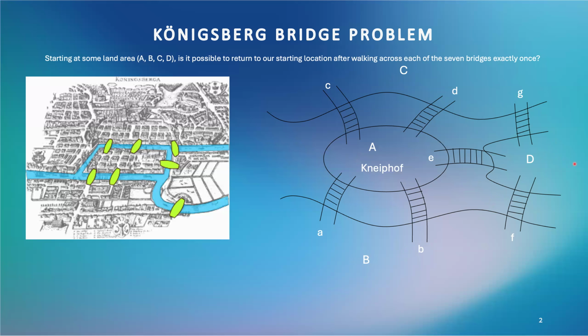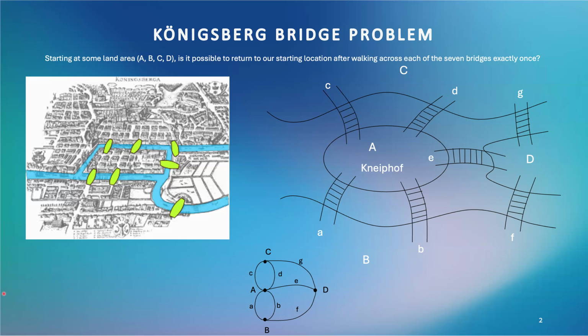Nearly 150 years later, mathematicians began to represent the Königsberg bridge problem as a graph with nodes or vertices, where the vertices represent the land masses. So A, B, C, D are the land masses, and the edges represent the bridges, as you can see. These are lowercase a, lowercase c, lowercase b, lowercase d, lowercase e, f, and g.